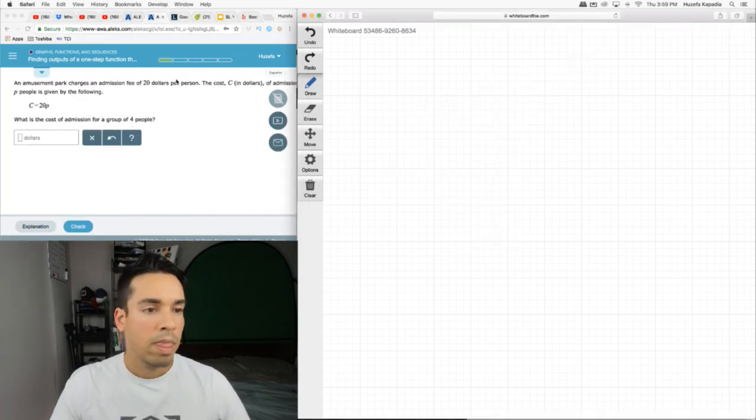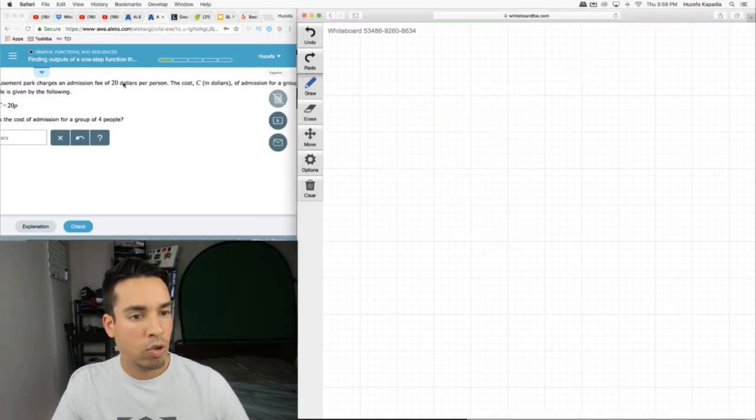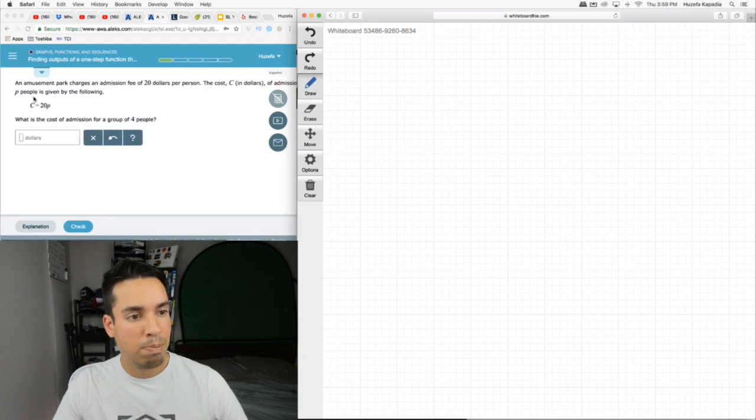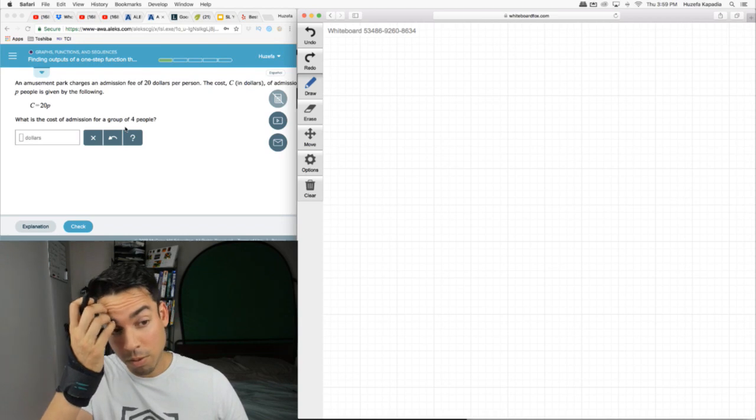Let's do the next one. So an amusement park charges an admission fee of $20 per person. Again, they're putting this in nicely first. The cost in dollars of admission for a group of P people is given by the following. So it's literally like if P equals 1, it's going to be 20 bucks. If P is 2, it's going to be 40 bucks, etc. What is the cost of admission for a group of 4 people?